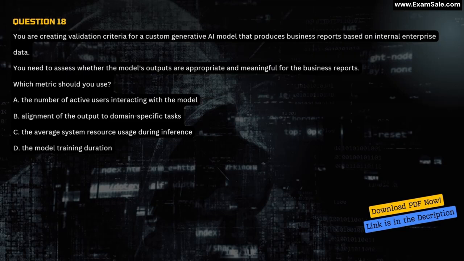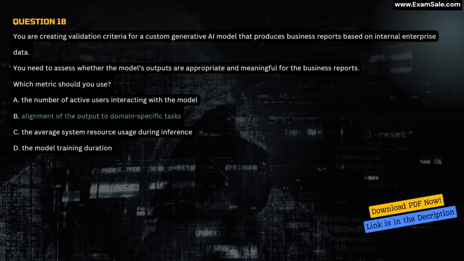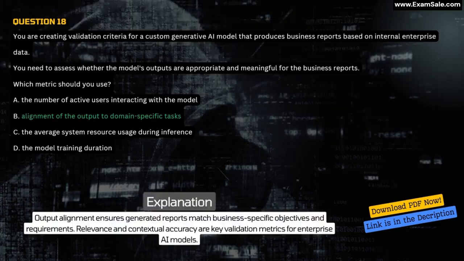Correct answer B. Alignment of the output to domain-specific tasks. Explanation. Output alignment ensures generated reports match business-specific objectives and requirements. Relevance and contextual accuracy are key validation metrics for enterprise AI models.